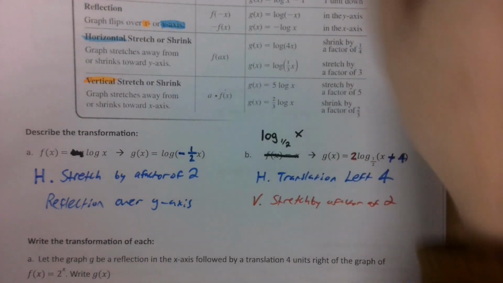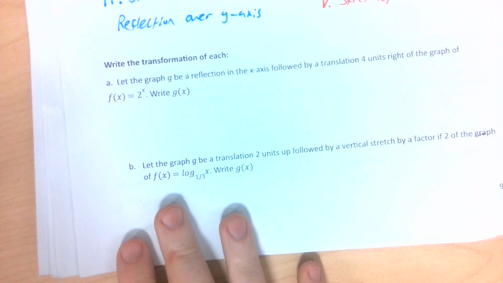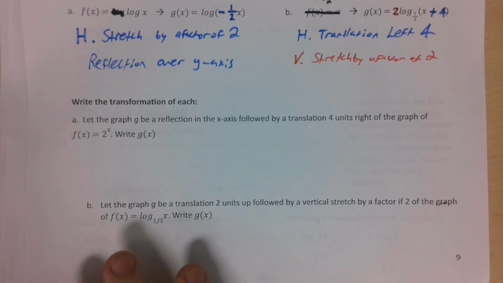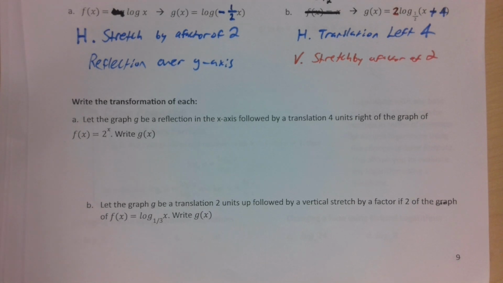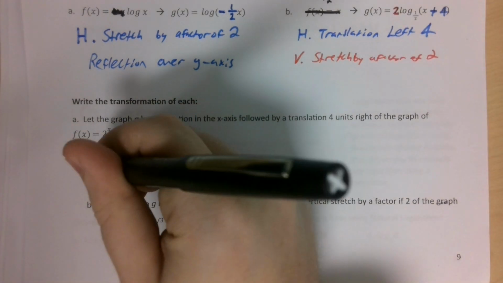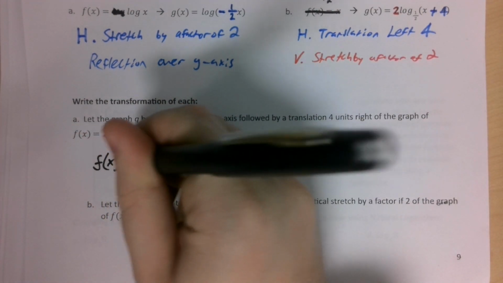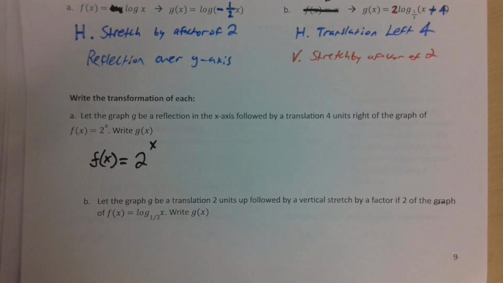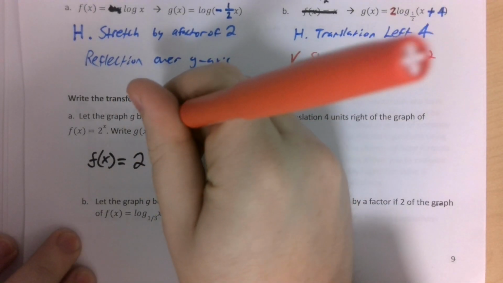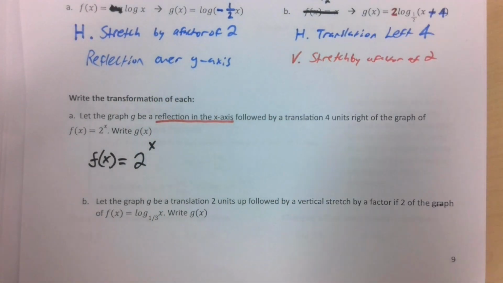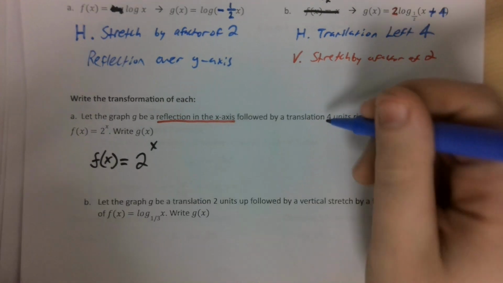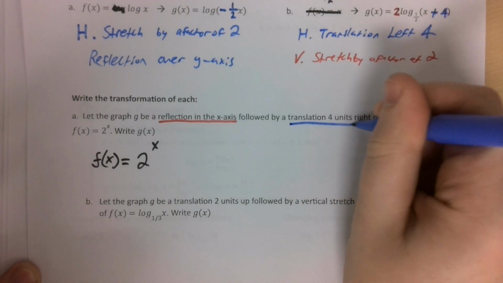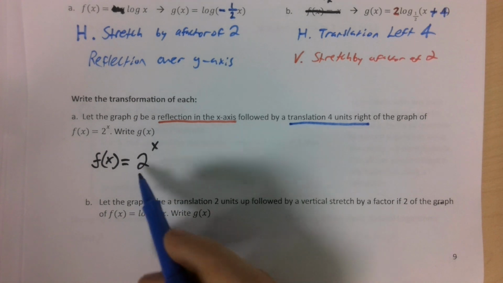All right. Last, but most certainly not least, we have writing transformations. These ones aren't as tough as you think. It's just a matter of starting with f of x and working our way over to g of x. So starting at f of x equals 2 to the x power, we need to do a reflection in the x-axis, that's a vertical reflection, followed by a translation 4 units right, that's a horizontal translation, of this.